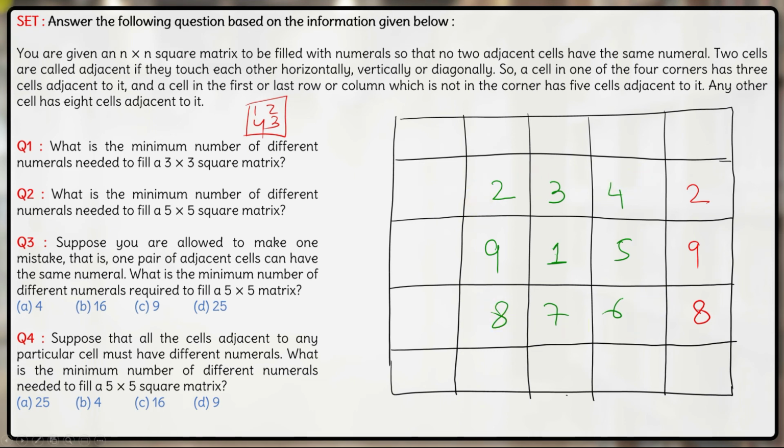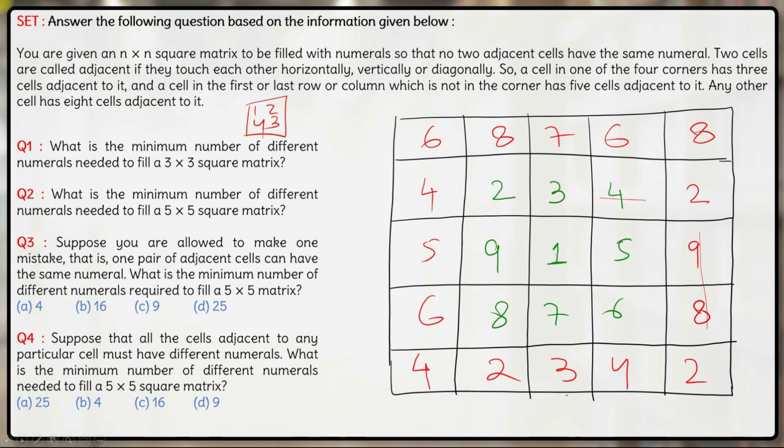So if this is 2 9 8, 2 9 8 repeating over here, 2 3 4 and 2 3 4 will repeat over here, 8 7 6, 8 7 6 will come over here, and then 4 5 6, 4 5 6 will come over here. Okay, 2 9 8, 2 9 8 and so on, 4 5 6, 4 5 6 and so on. So this is going to be the 5 by 5 matrix with the least number of numerals such that no adjacent cell has the same numeral and no cell has the same numeral adjacent to it.